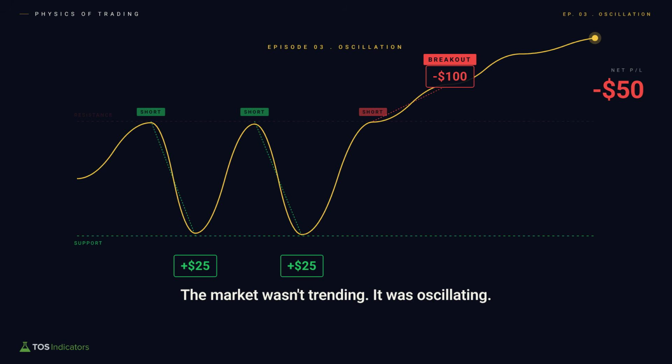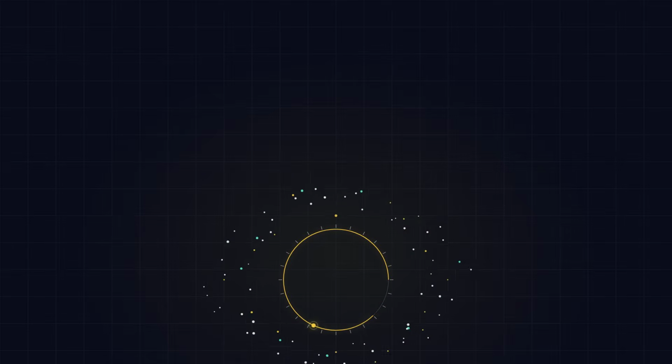Now, the difference here is the market wasn't really trending those first two trades. It was a range-bound market, oscillating. And the moment you forget that difference between a range-bound market and a trending market, that's when that market stops paying you.